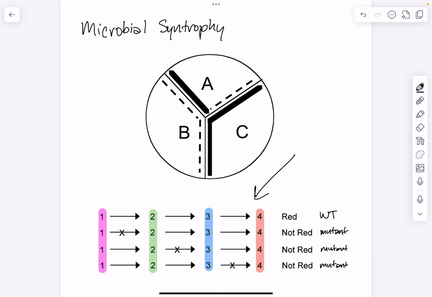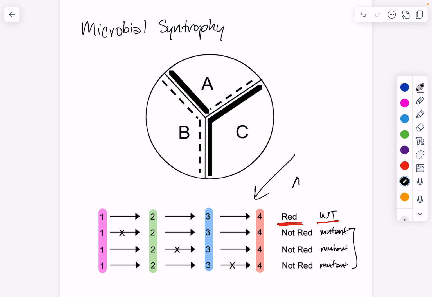The first one is the wild type, and it's not shown on the plate here, but we know that the wild type is going to be a red color, okay? However, what we do not know is which of these mutants belong to A, B, or C. So that's what we're trying to figure out here. Where do the mutations occur for each of these different strains? Just for ease of explanation, I'm going to refer to them as our first, second, or third strain, and we're going to ignore the wild type for now.